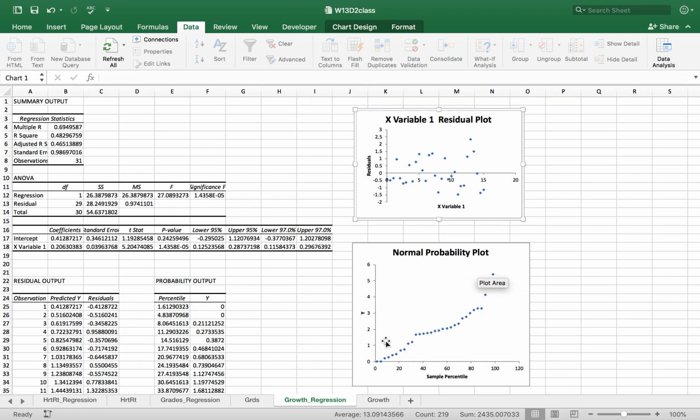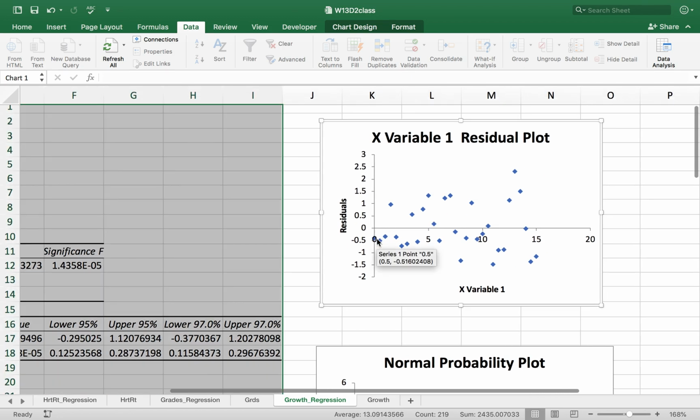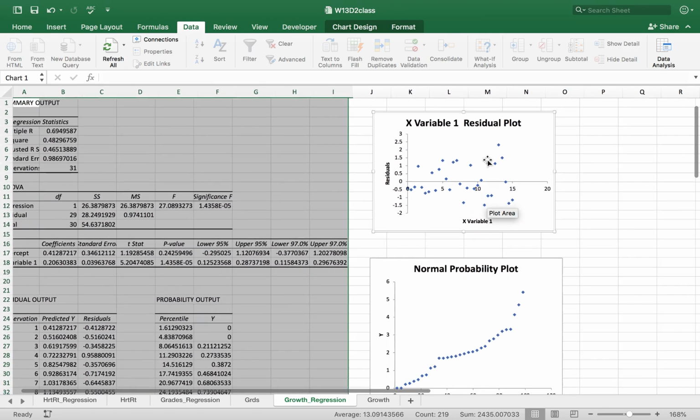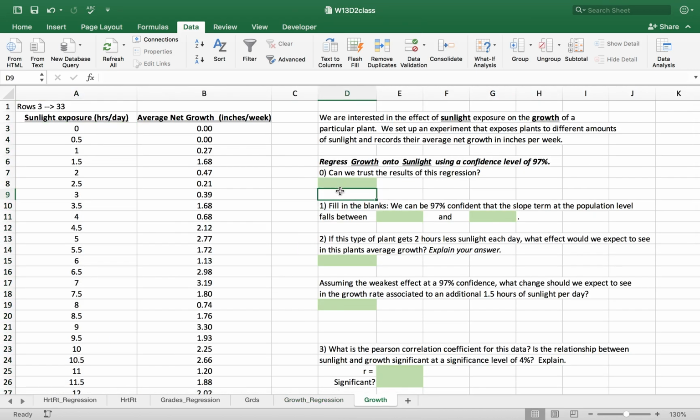So it's not so obviously that this is violating our normality assumption that we're going to have a cause for concern. In terms of our residual plot, this more or less looks like random scatter. We've got some above, some below, with no discernible pattern in your residuals here. So it looks like our assumptions are good. So for this question 0, can we trust the results of this regression? We're going to say yes.